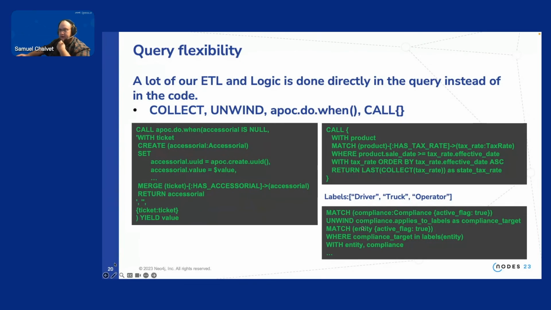And then the last one's a pretty cool one where on our compliance node, we stored the actual nodes that it should be applied to, and we can just unwind that compliance, which is an array, and then we match any entity that has a label that's equal to this compliance. So as it unwinds this, it'll fetch the driver, truck, and operator nodes, and then do something on them, whatever we need to do. That's essentially it.